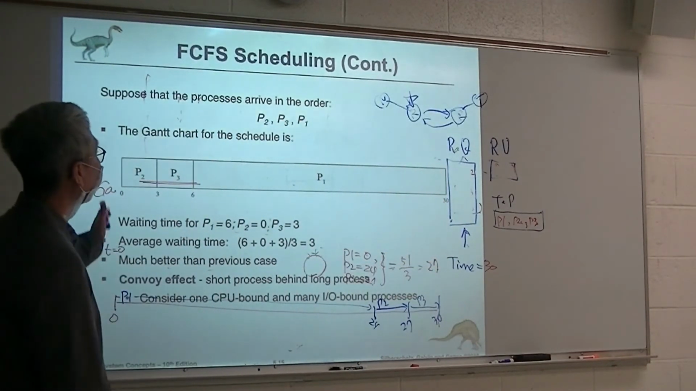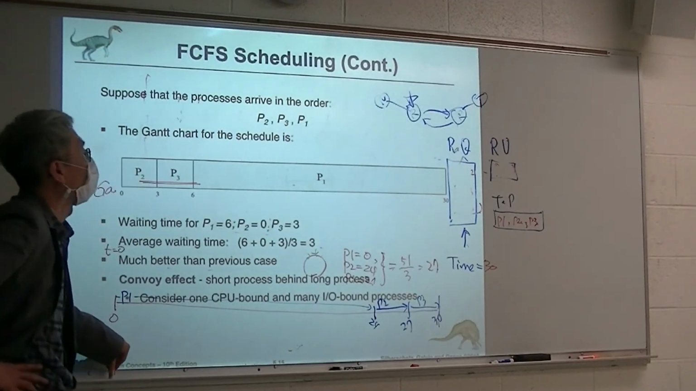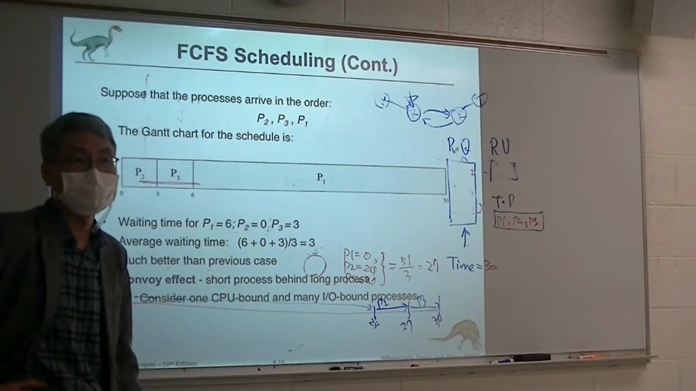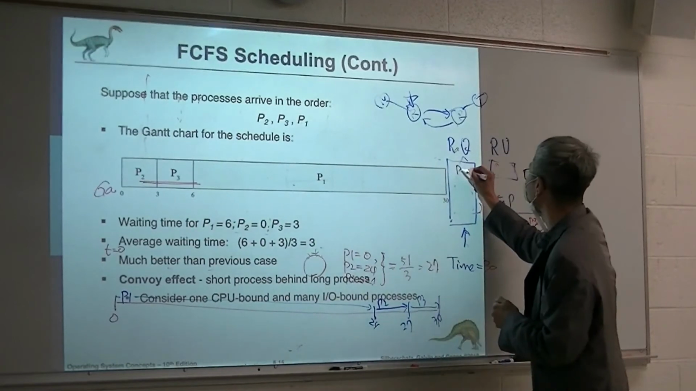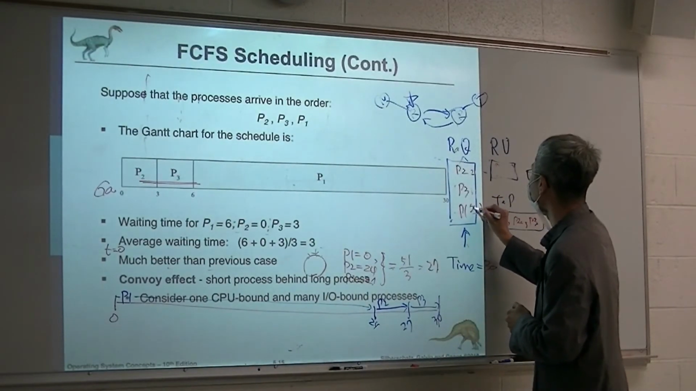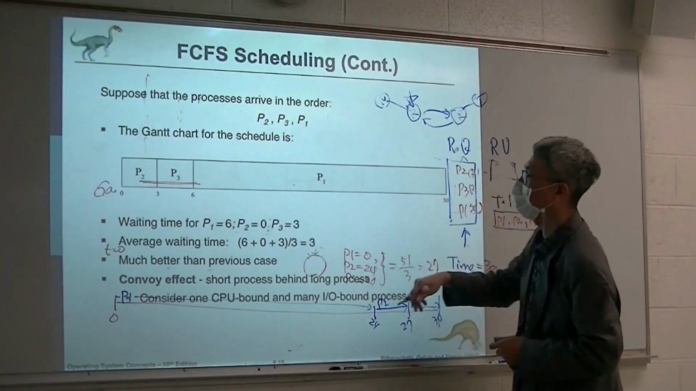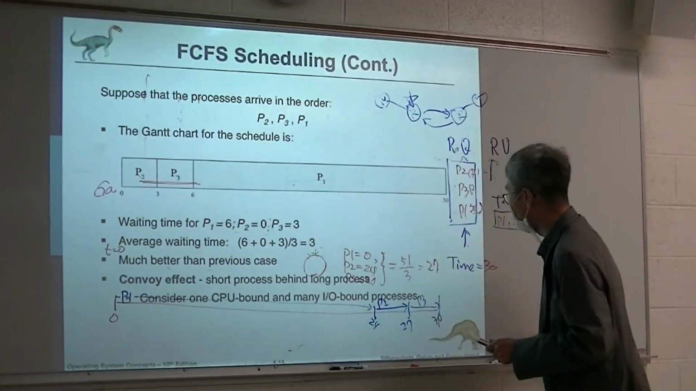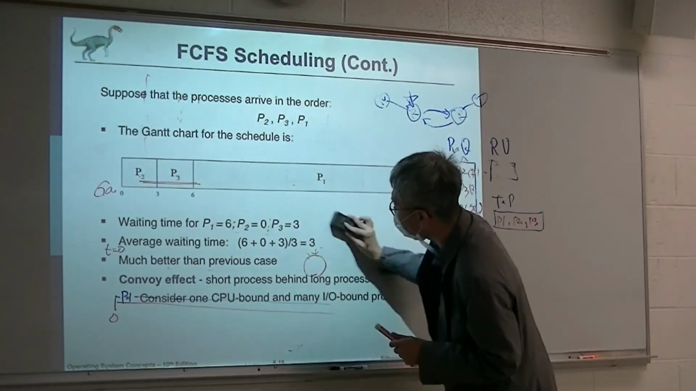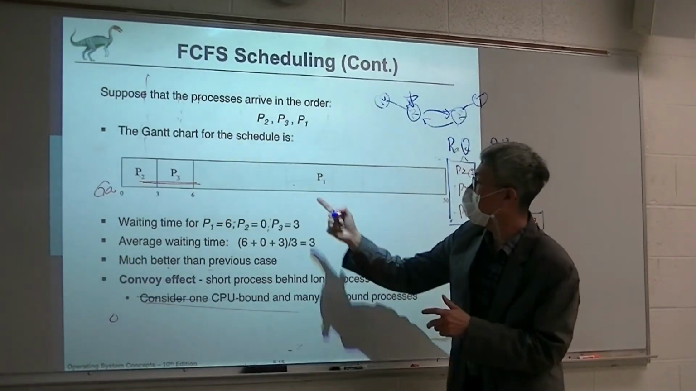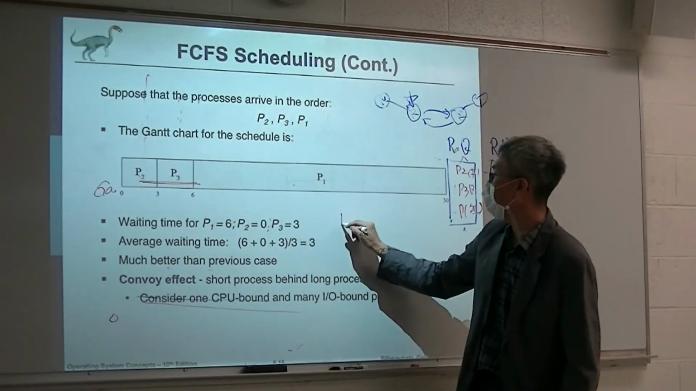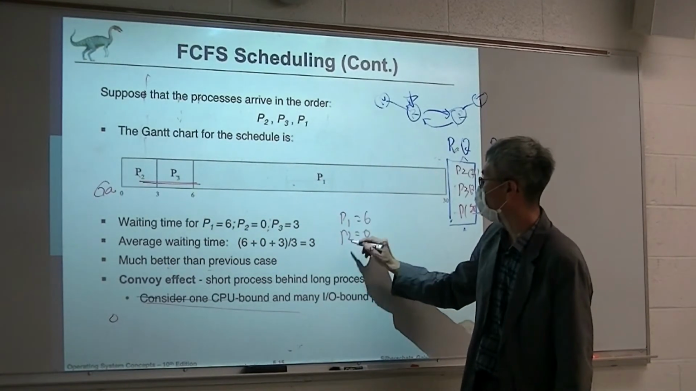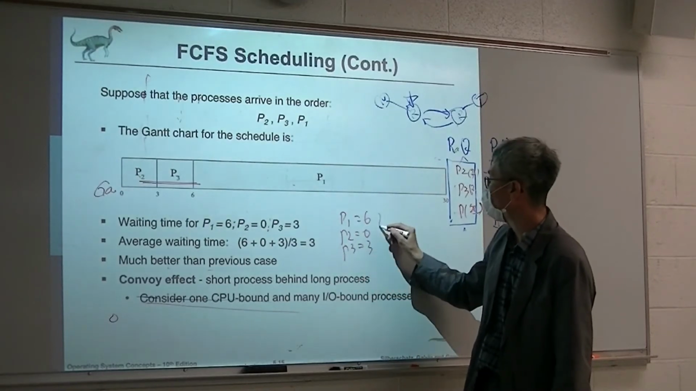So what if the arrival order is changed to P2, P3, P1? This one is 24, this is 3 and 3. Then the Gantt chart obviously is P2, P3, and P1. If we calculate the average waiting time again from this Gantt chart, how long does P1 wait? 6. Right? P2 waits 0. P3 waits 3. So total 9.